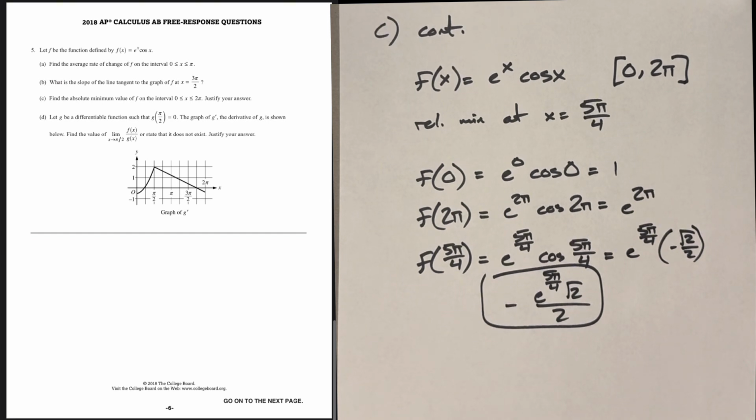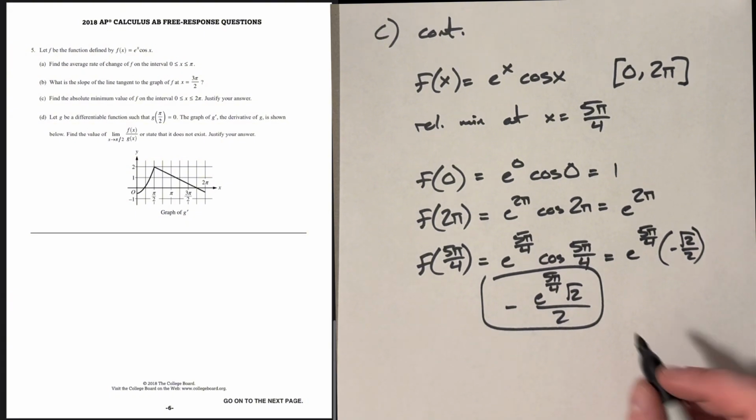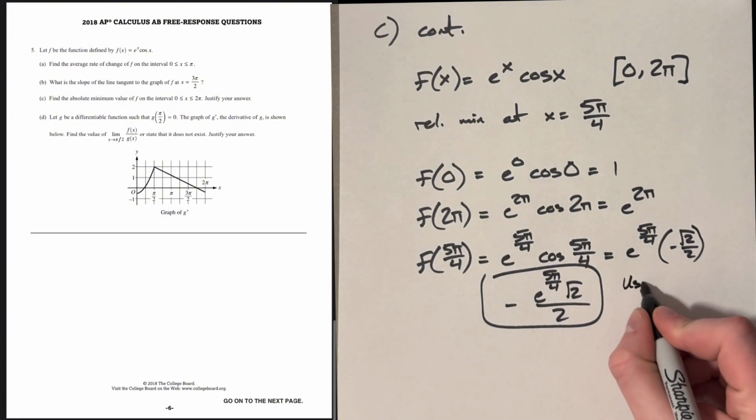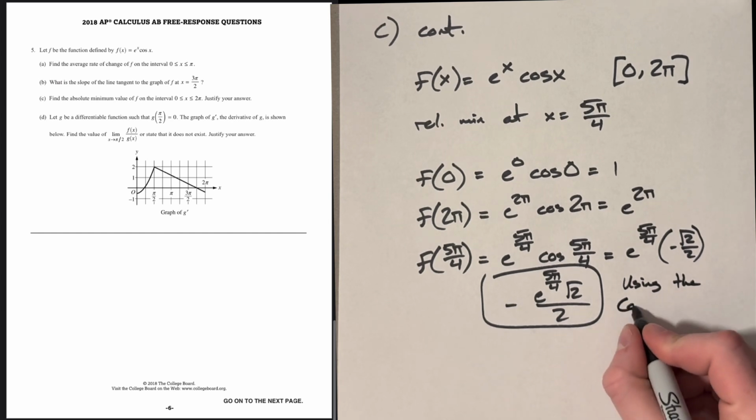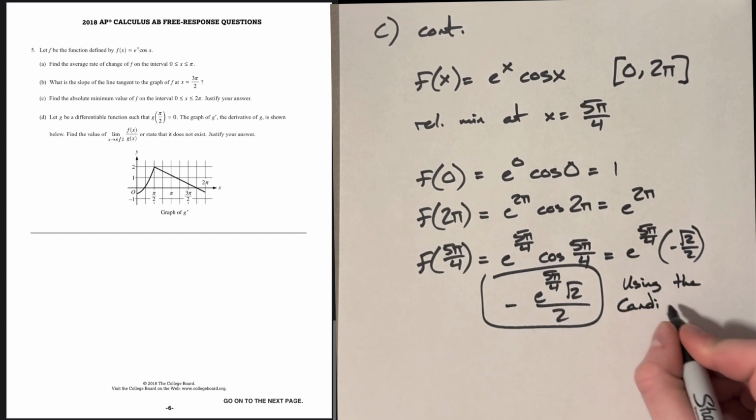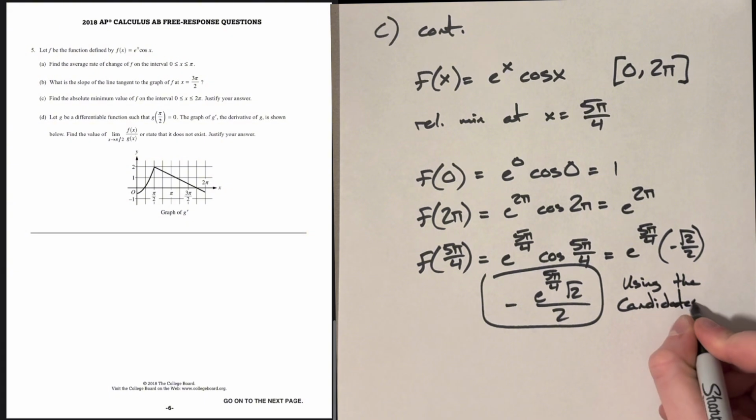Reading the question carefully, because we want to make sure what it asks for. What is the x value? That would be 5 pi over 4. It asks for the value of the function, giving us this answer. It also asks for justification. I would say something along the lines of using the candidates test.